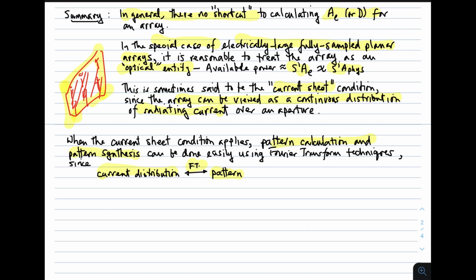That concludes this lecture on effective aperture of large arrays.